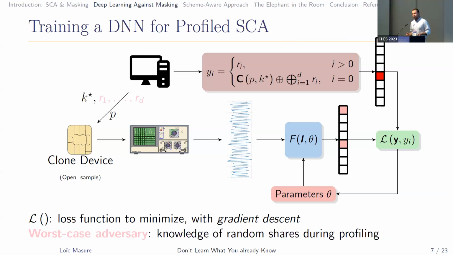But we could also consider what we call the worst case adversary, where in addition, we assume that the adversary has full control over the randomness generation of your device. In particular, the adversary can know, during the profiling phase, the value of the random shares.